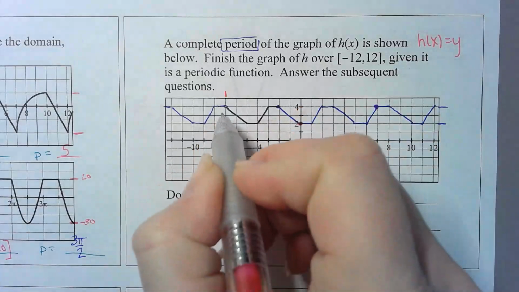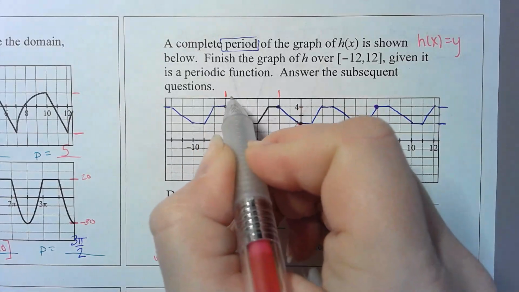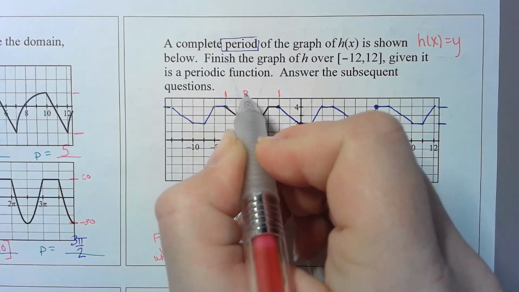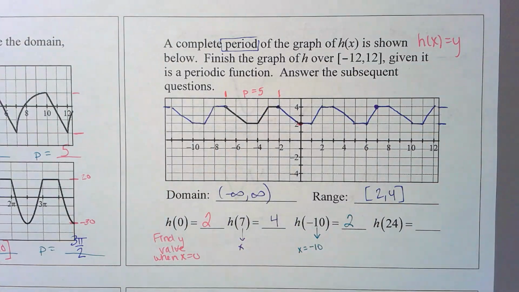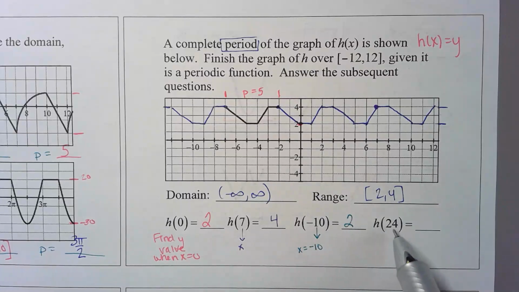This graph they gave us started here and ended here for a length of 1, 2, 3, 4, 5. Which means every 5 units I'm going to end up at the same place. So if I'm trying to find h of 24, every 5 units it's going to be in the same place, the same y value. So if I subtract 5, I get 19.